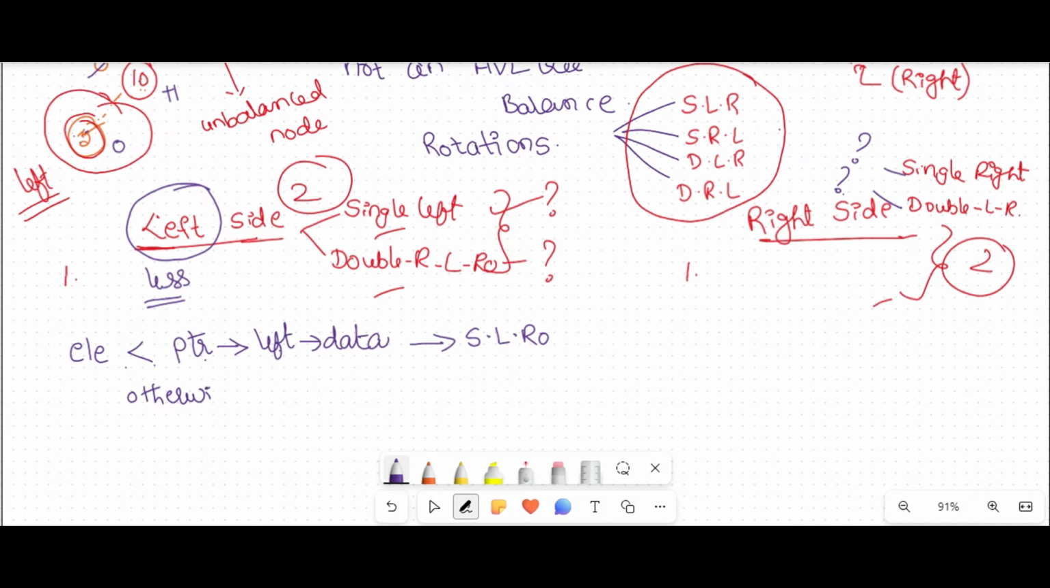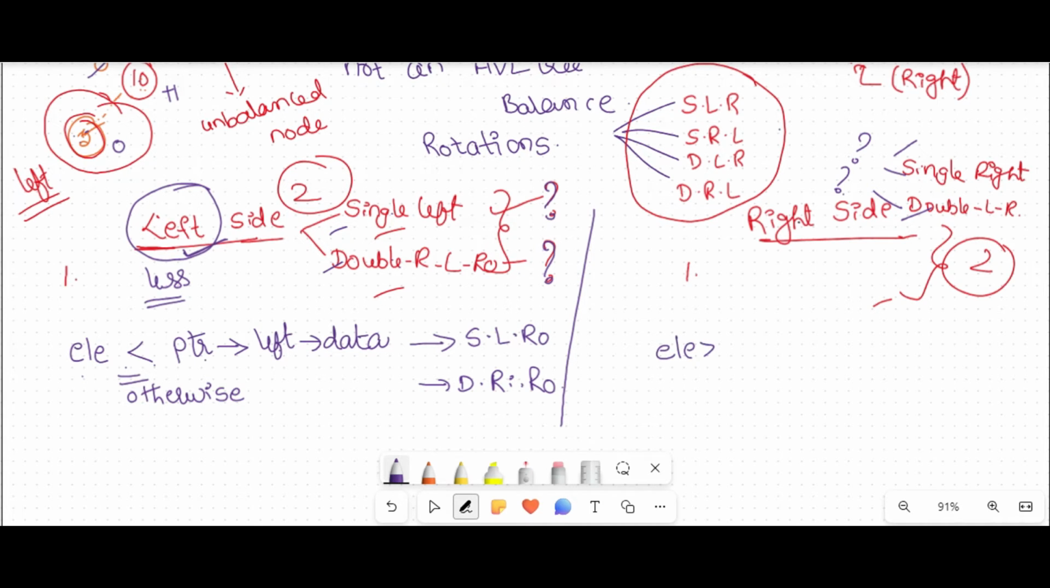Otherwise, that means this condition is failed. If you have inserted on the left side, okay, then these 2 rotations. In these 2 rotations, when we have to apply single left rotation, when we have to apply double right left rotation. So if this condition is satisfied, single left rotation. Otherwise, double right left rotation. Now, on the right hand side we have to apply these 2 rotations na. So then, when we have to apply single right, when we have to apply double left right rotation.